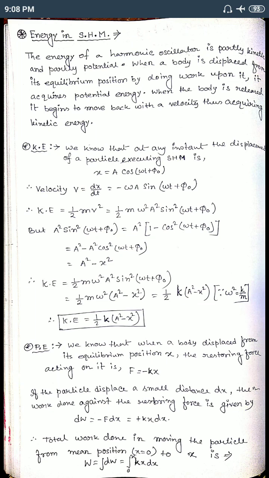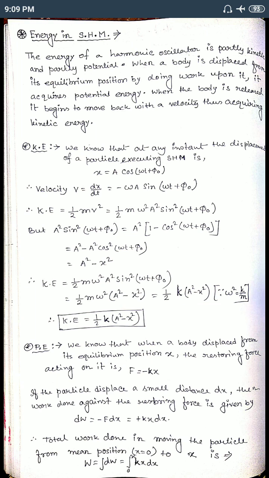Now this term a square sine square (omega t plus phi naught) we can write in terms of cos. Why do we write it in terms of cos? Because we get the expression in terms of displacement, in terms of x. We know that sine square plus cos square equals 1, so sine square means 1 minus cos square. In place of sine square, we can write 1 minus cos square (omega t plus phi naught). If we multiply by a square, one term we get is a square cos square (omega t plus phi naught), and a cos(omega t plus phi naught) is x. So in place of this we can write x square. So the kinetic energy equals half m omega square into (a square minus x square).